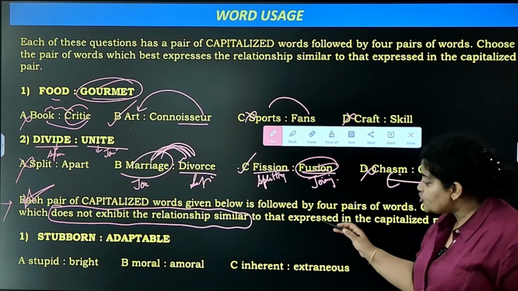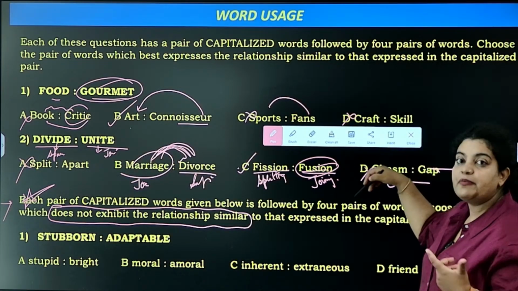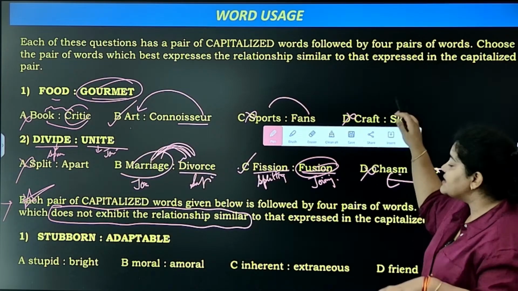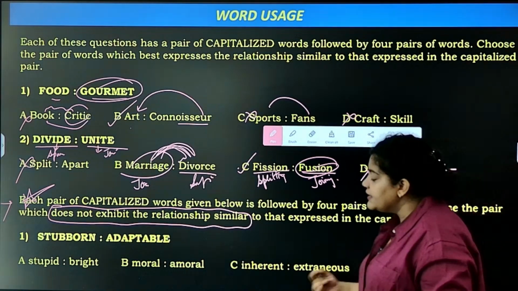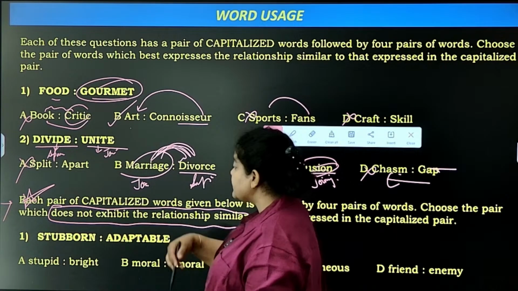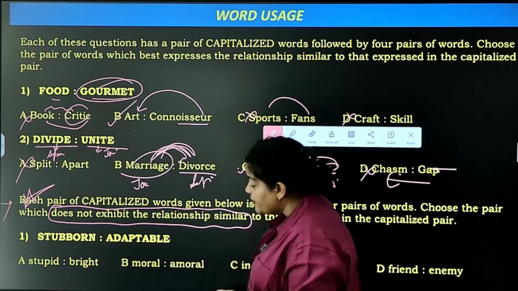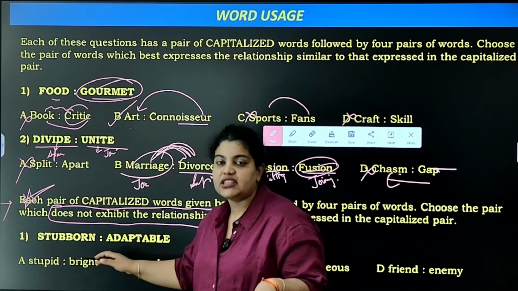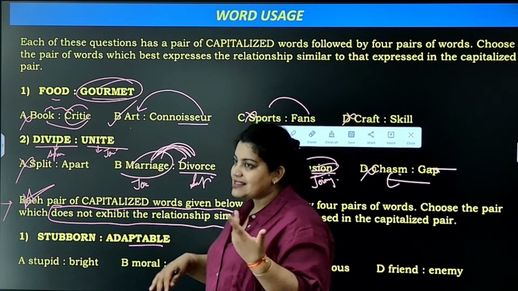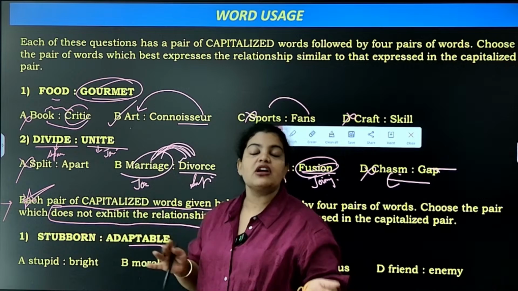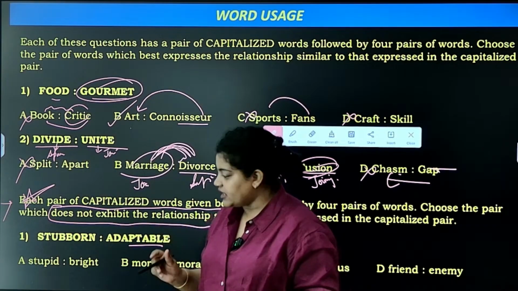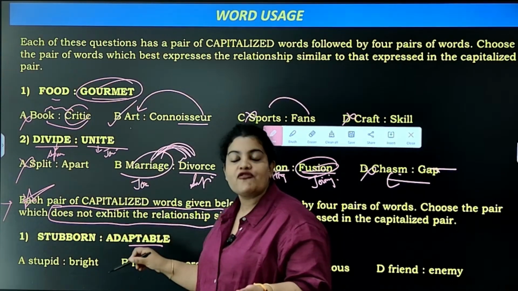Okay, so what we were doing in analogy so far is that, yeah, fission is separation and fusion is union. Yes, Pankita, right? So what we were doing here is that we were picking up that option pair which exhibits the similar relationship, right? Now we need to find something that does not exhibit the same relationship. So stubborn is jiddi, okay? Adaptable is that who is molding himself or herself as per the situation, right? So both of them were a pair of opposites.